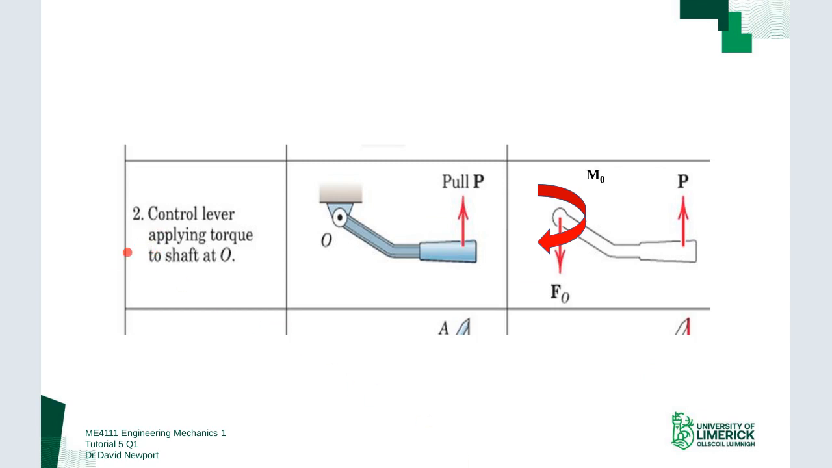For the second part of this question, we have this lever, which is applying a torque to the shaft at point O, so this point here. And we're given the force P pulling up. So we're given P, we're given the reaction force at this location here. And what was missing was the moment reaction. So again, it is applying torque.